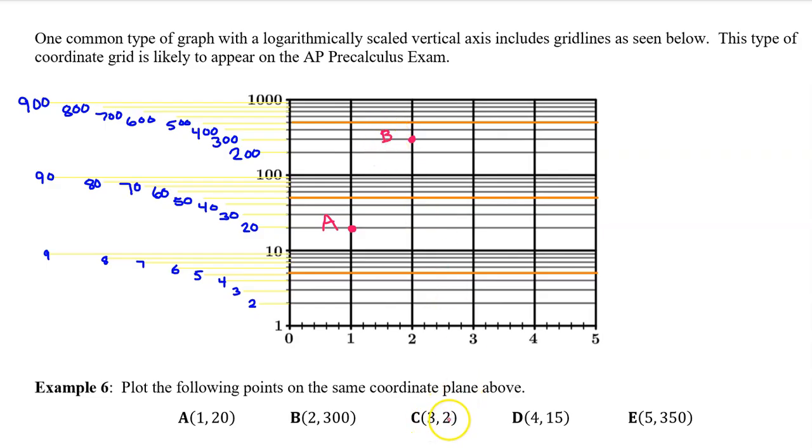3, 2. Well, here's 3, and right at the bottom, this is 1, not 0. So the next line right here is 2. So this is point C.